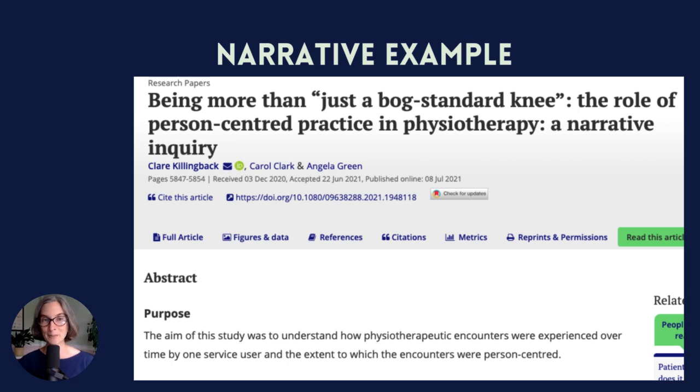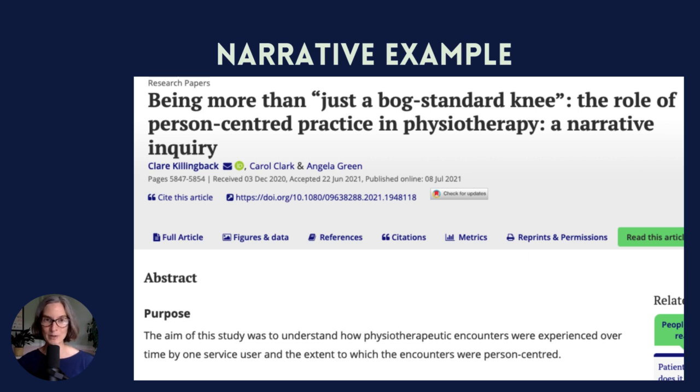Let me give you an example of a narrative study that I did. This is probably my favorite piece of research I have done so far. This quote comes from the participant. It's called Being More Than Just a Bog Standard Knee, and it's about the role of person-centered practice in physiotherapy. It was a narrative inquiry.